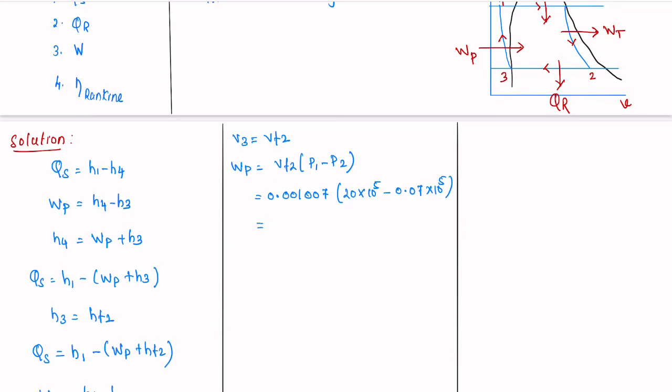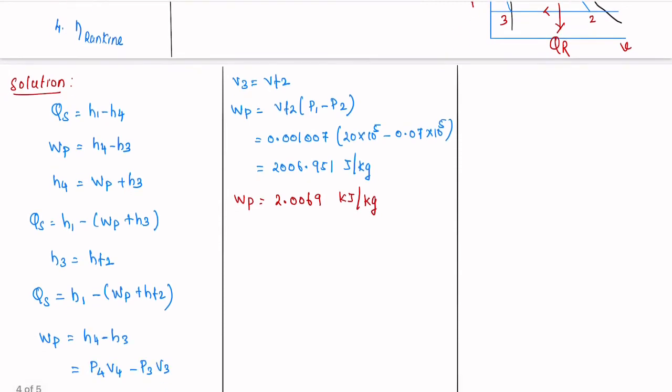On calculation, you will be getting 2006.951 joules per kg, and the value of WP is being calculated as 2.0069 kilojoule per kg. And now we have found out the value of WP. Now, on substituting the value of WP in the heat supply equation, you can find the value of heat supply.